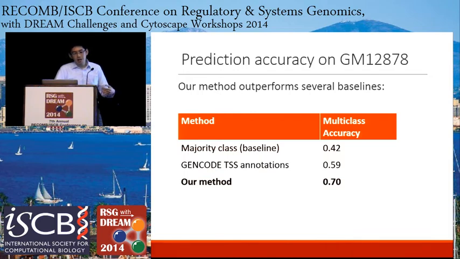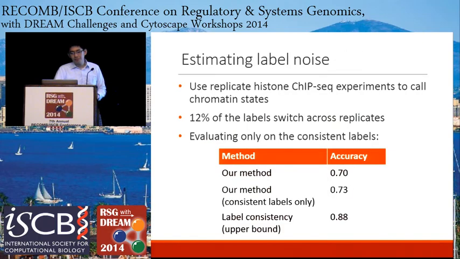And then a stronger baseline would be to use existing annotations of transcription start sites to classify these things as being whether they are promoters or not. So that does much better. That does better than just predicting everything as an enhancer, but it still does much worse than our method. So this suggests that chromatin architecture is reasonably predictive of chromatin state.